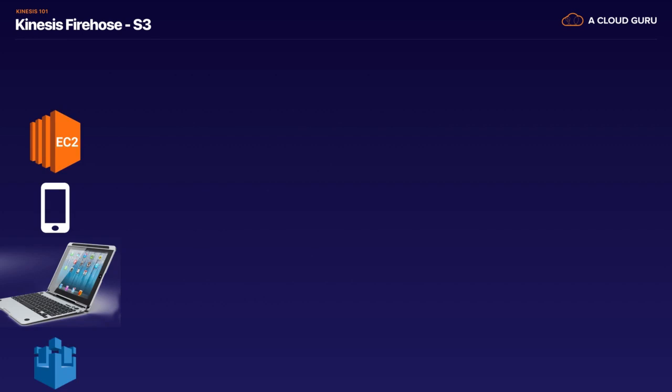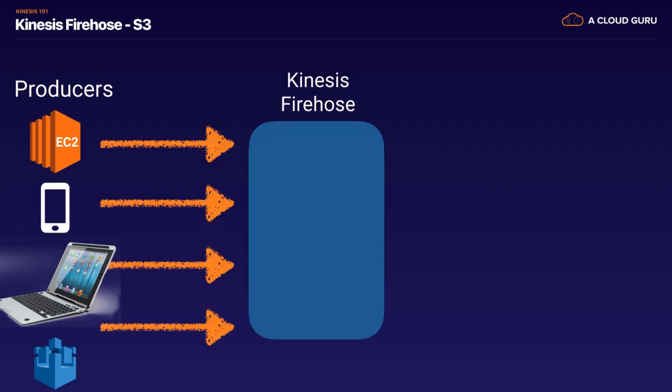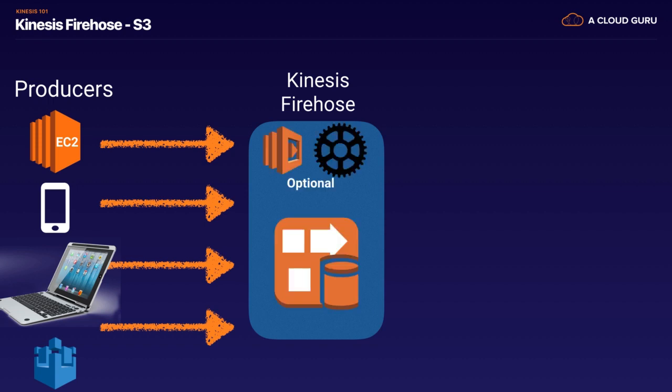Kinesis Firehose, let's have a look at that. So we've got our data producers. So again, our EC2 instances, our smartphones, our laptops, our IoT, etc. And this is what's sent to Kinesis Firehose. Now, inside Kinesis Firehose, there's no persistent storage. The data has to be analyzed as it comes in. You have to do something with your data.